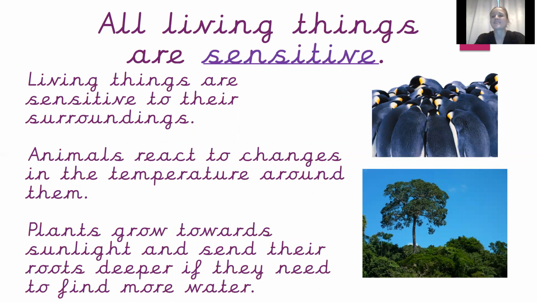All living things are sensitive. So living things are sensitive to their surroundings. Animals react to changes in the temperature around them. Plants grow towards sunlight and send their roots deeper if they need to find more water. So if where they are doesn't have water, they'll send them deeper to try and find water. Like we said, plants will grow towards the sunlight. They're sensitive to the warmth and the sunlight. And animals obviously react to change in the temperature around them.